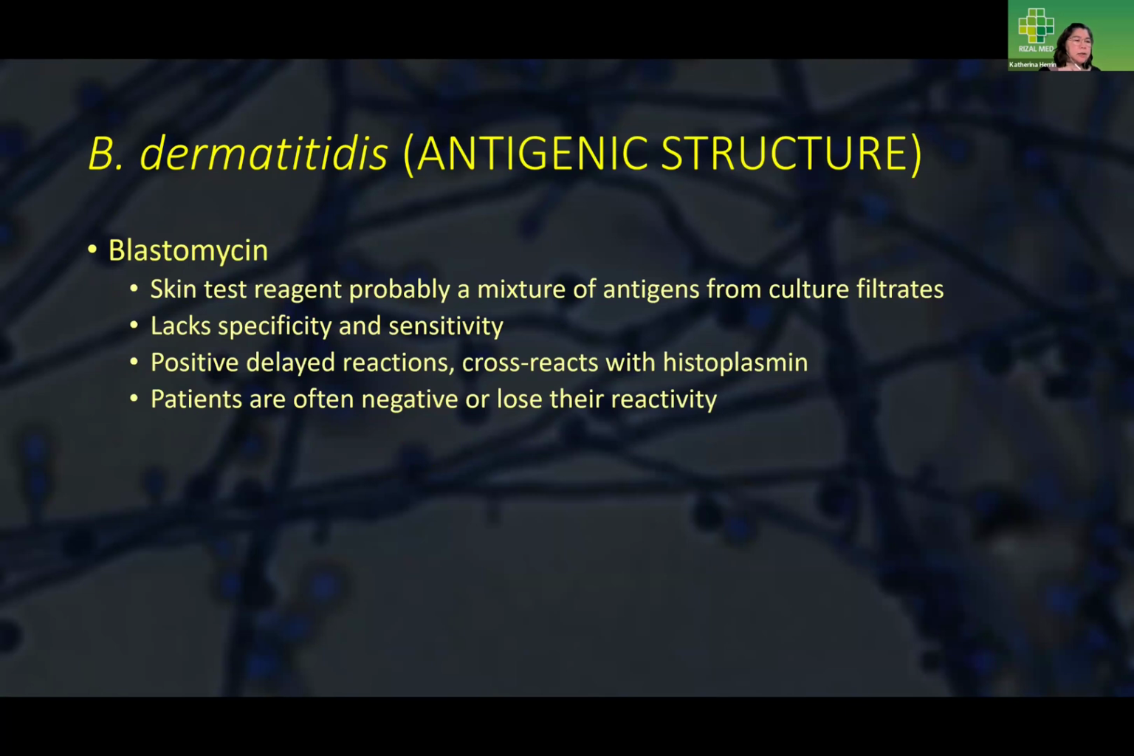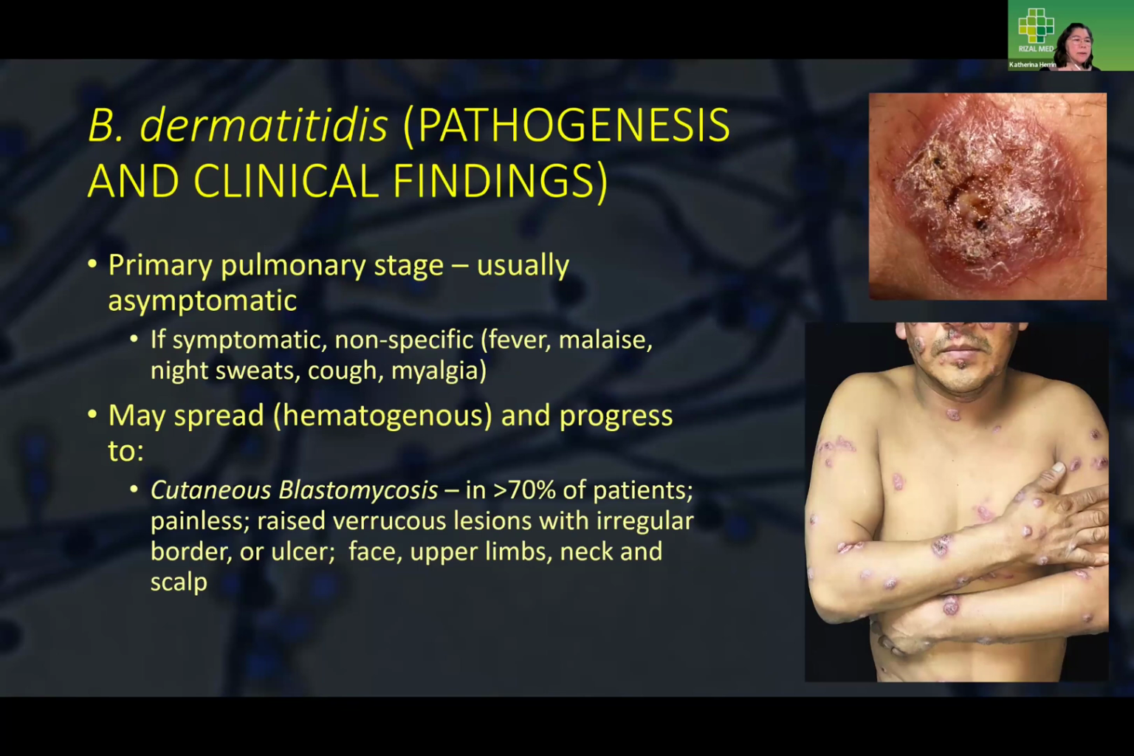Blastomycin is the antigen used for the skin test. Patients are often negative or lose their reactivity, and false positive cross reactions occur in people exposed to other fungi. The frequency of primary pulmonary stage is unknown because there is no adequate skin or serologic test with which to assess subclinical or resolved primary infections. So most of them are asymptomatic, and if they do present with symptoms, it is usually nonspecific.